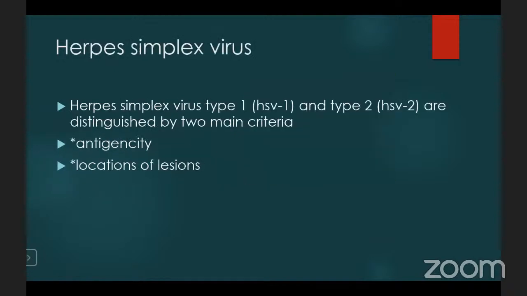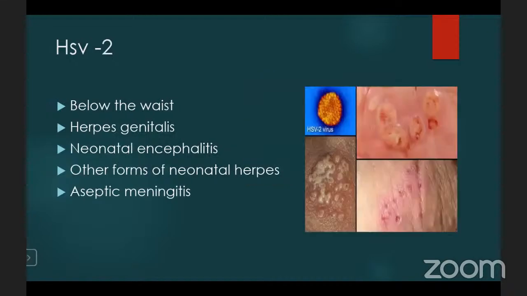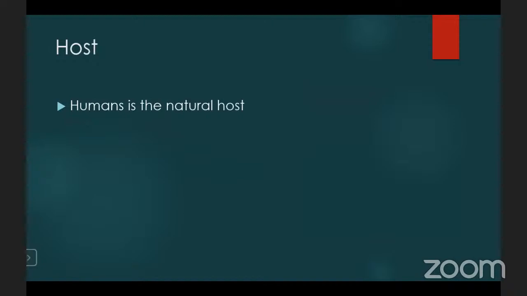Herpes simplex virus 1 causes infection above the waist, which means above the abdomen. Primarily, it occurs in adults. Acute gingivostomatitis, which means inflammation of mouth and gums, recurrent herpes labialis, oral herpes and encephalitis. Next one is herpes simplex virus 2, which occurs below the waist. Herpes genitalis, neonatal encephalitis, other forms of neonatal herpes, aseptic meningitis. Humans are the natural host for herpes simplex virus.